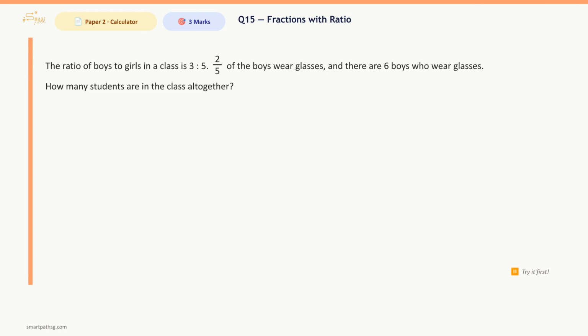The ratio of boys to girls in a class is 3 to 5. 2/5 of the boys wear glasses, and there are 6 boys who wear glasses. How many students are in the class altogether? Let's start with a bar model to visualize the question.